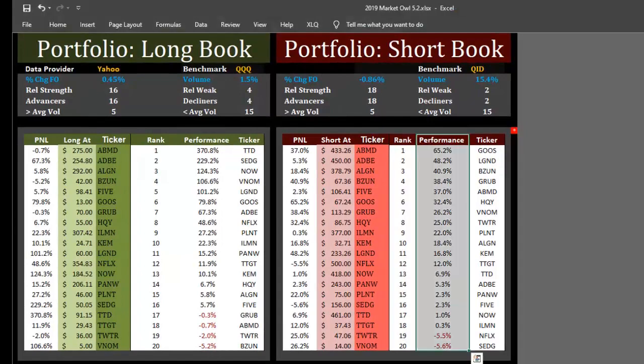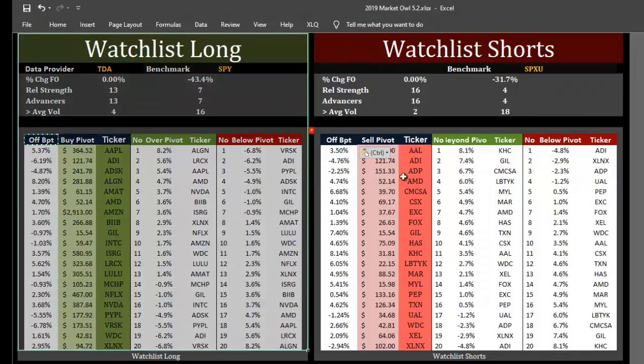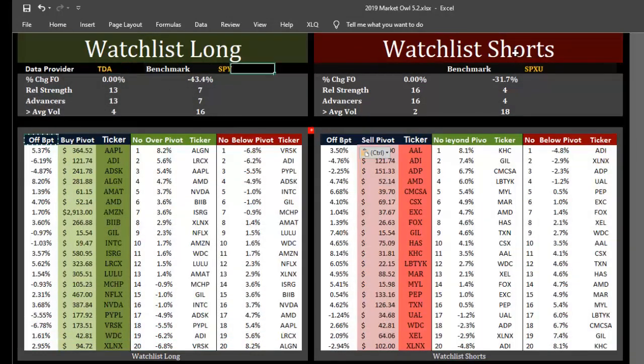The watch list is similar with a few little adjustments. We've got a long watch list, a short watch list. Again, you must enter a data provider and a benchmark for each so that it can generate this data. It will tell you how far off the buy point you are. You simply enter the pivot or the buy point that you're interested in and the ticker.